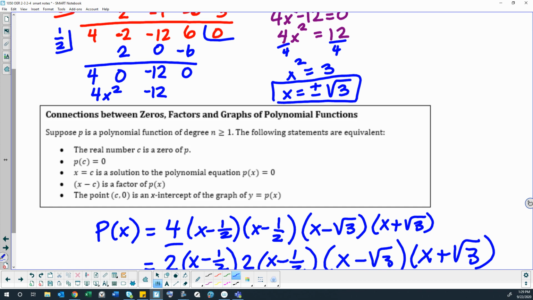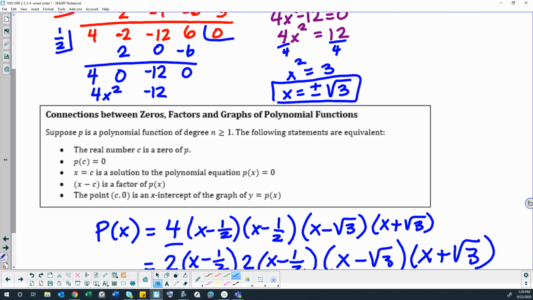The real number c is a 0 of p. So p of x is our polynomial function, and c is one of the zeros. That means that p of c equals 0. We know that from the factor theorem and from the remainder theorem. We know that if we divide by the 0 c using synthetic division, we get a remainder of 0. x equals c is a solution to the polynomial equation.